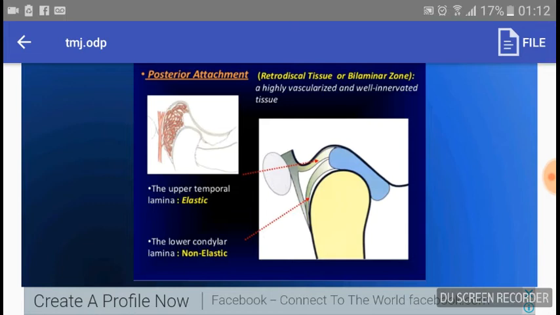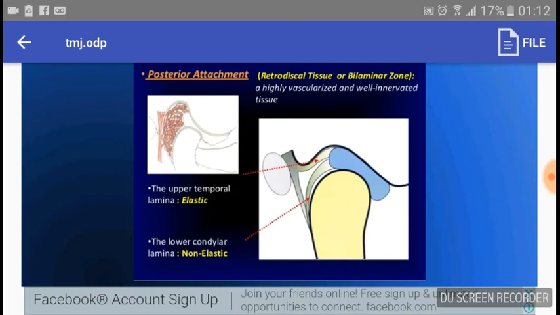Now the superior lamina anchors the superior portion of the posterior disc to the capsule, the bone at the postglenoid tubercle, as well as the tympanic plate. The inferior lamina, which is made of collagen fibers, please note that they are made of two different things, one elastic and one collagen, anchors the inferior aspect of the articular disc to the condyle, seen here.